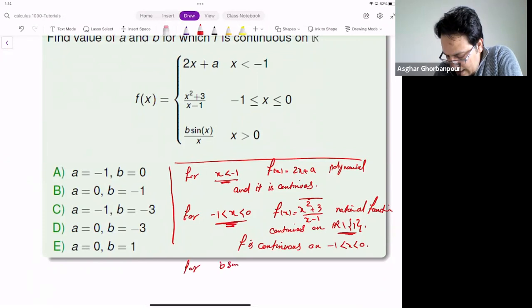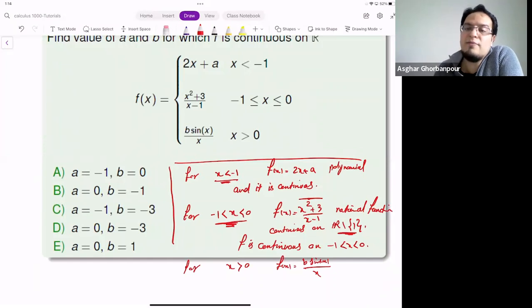The same argument will work for b sine x over x. So for x bigger than 0, f of x is b sine x over x. Sine x is continuous, x is continuous. Their quotient will be continuous everywhere this quotient is defined. So this is continuous on R but 0.